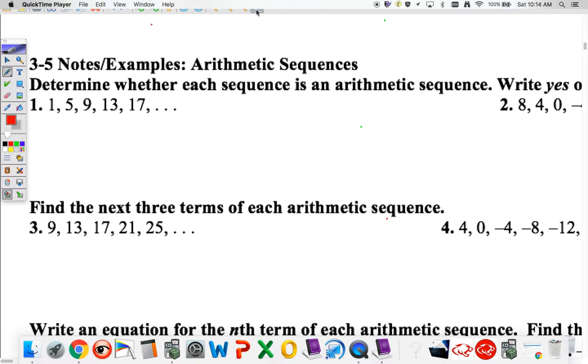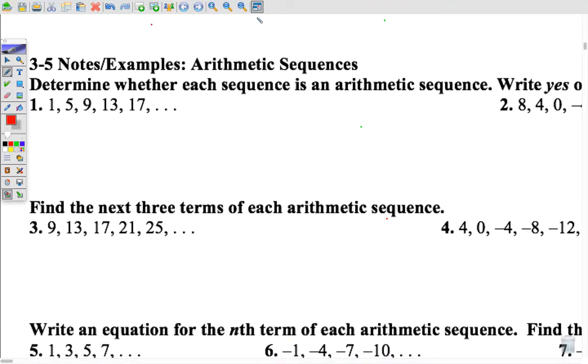Your three 5 notes. This is arithmetic sequences, or arithmetic, either way. Okay, so the first one says determine whether each sequence is an arithmetic sequence. Write yes or no, and then explain. So for this, all you're looking to see is if you have a constant rate of change.